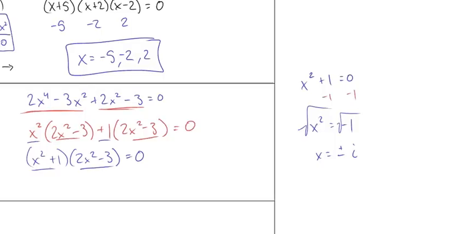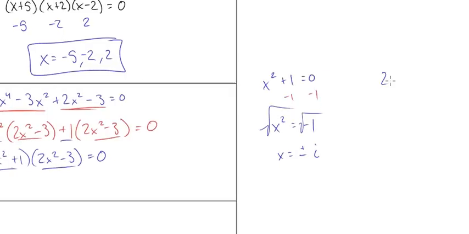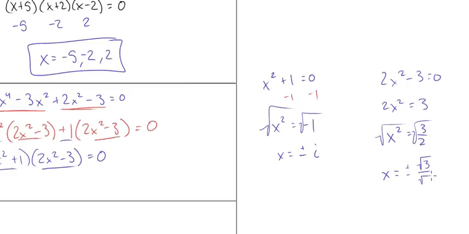And now we'll also take 2x squared minus 3, set it equal to 0. Add 3 to each side and have 2x squared equals 3. Divide each side by 2. Have x squared equals 3 halves. Take the square root of each side and end up with x equals, what's that going to be? Plus or minus the square root of 3 over the square root of 2.